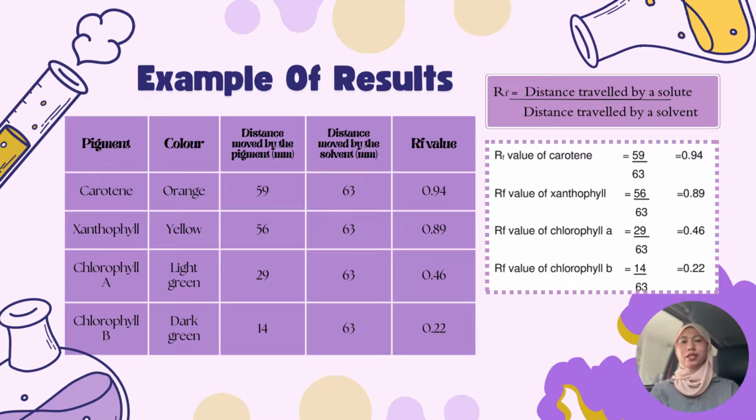From the results, carotene recorded the highest Rf value, followed by xanthophyll, chlorophyll A, and chlorophyll B. This trend indicates that carotene is the least polar pigment and has the strongest affinity towards the mobile phase, allowing it to migrate further up the chromatography paper. In contrast, chlorophyll B has the lowest Rf value, indicating stronger interaction with the stationary phase and higher polarity. Overall, the differences in Rf values provide quantitative evidence that plant pigments can be effectively separated and distinguished using paper chromatography based on their polarity and interactions with the stationary and mobile phases.